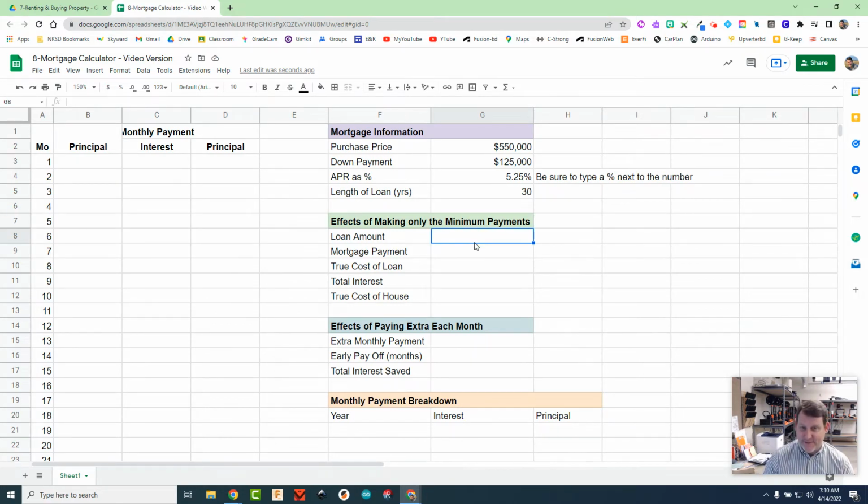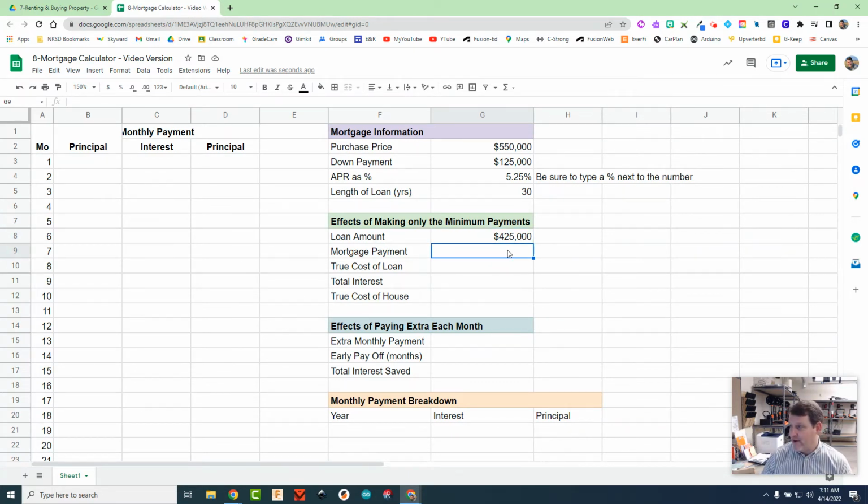So the loan amount. If I agree to pay $550,000 for a house and I'm going to put down $125,000, that means I'm going to hand the seller a check for $125,000 out of my checking account. I'm not going to borrow the full $550,000. I'm going to borrow less than that. So I'm going to take this full $550,000 I agreed to pay, subtract away the money I already paid the seller, and hit enter. And that means I have $425,000 that I need to find in a loan. I need to borrow that money. So that's the calculation for loan amount.